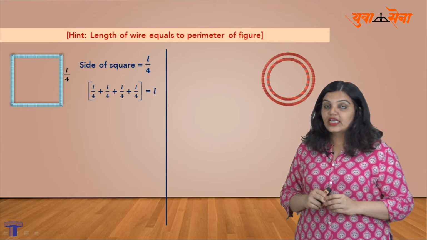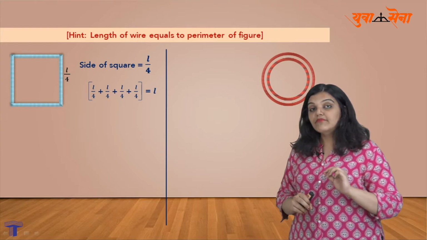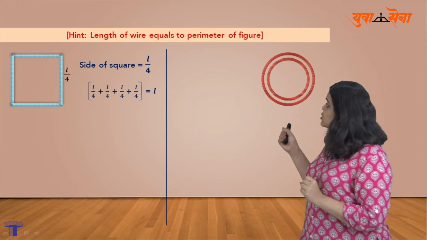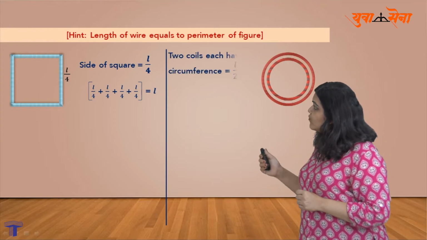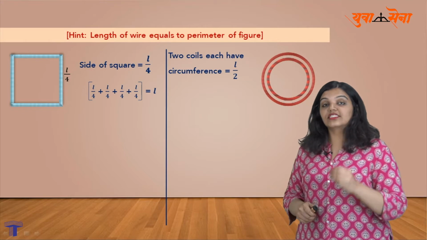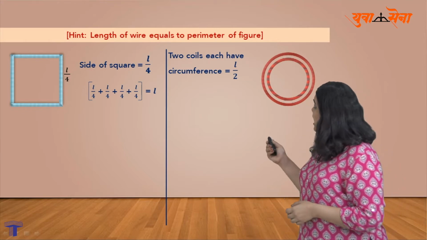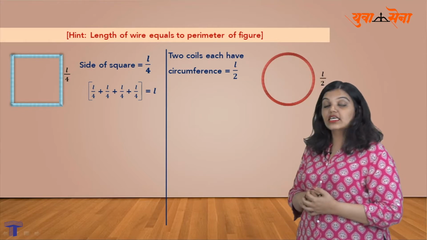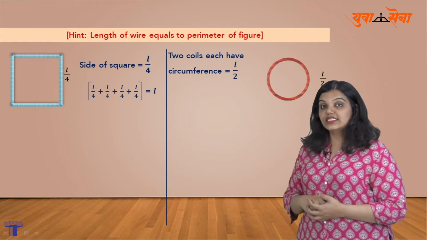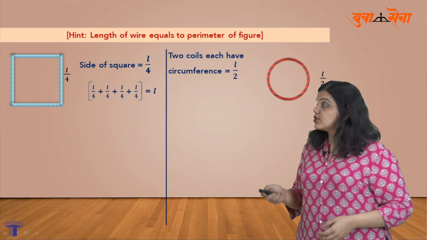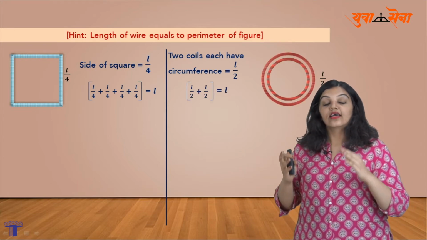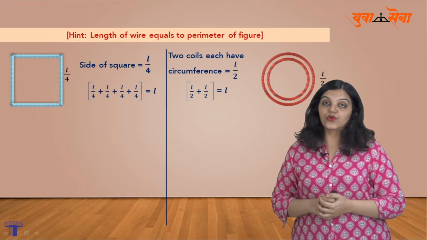which is a square. In the same way, I can remember that I used the same wire of length L into making this two-looped coil, and therefore the circumference of each of these loops must be L by 2. So the outer loop must be having a circumference of L by 2 and the inner loop will also have a circumference L by 2, because totally together they should have L by 2 plus L by 2, which is L, the original length of the wire that I used.